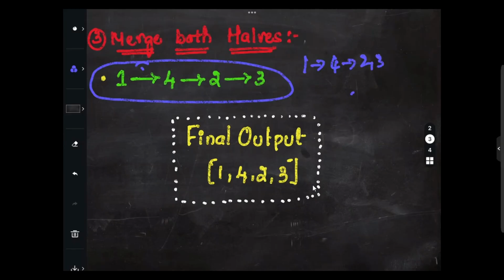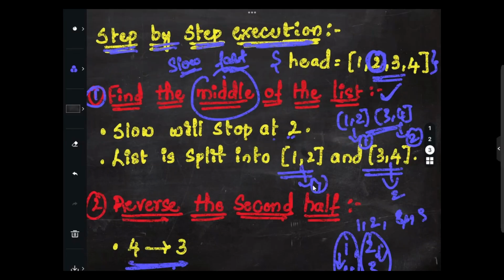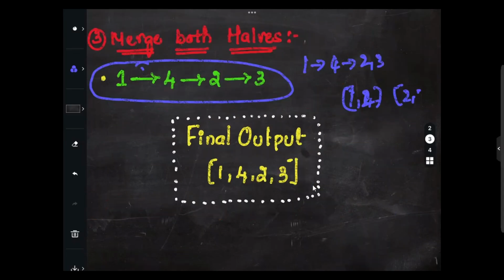First we will find the middle element and split the list into 2. Here I got confused, just give me a second. 1 2 3 and 4, right? When we split, for the second half we will swap the elements, right?